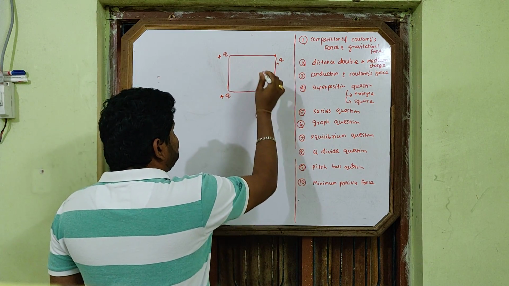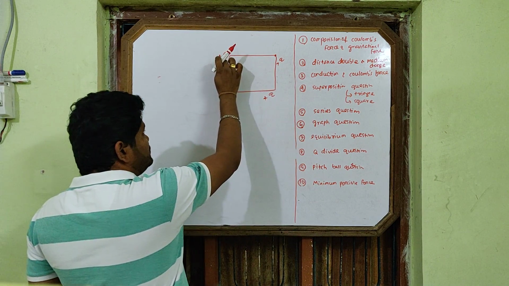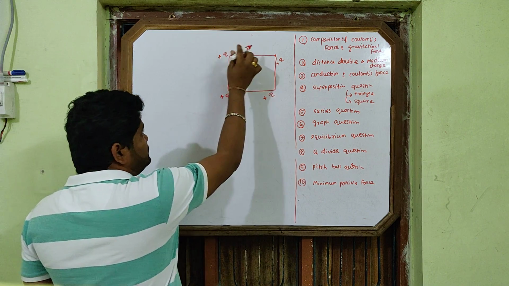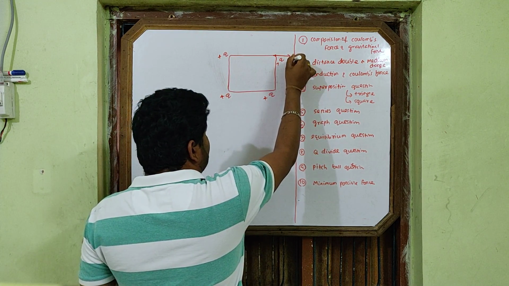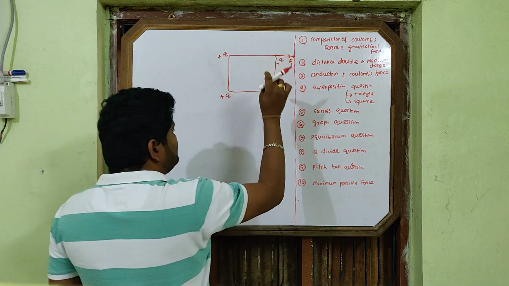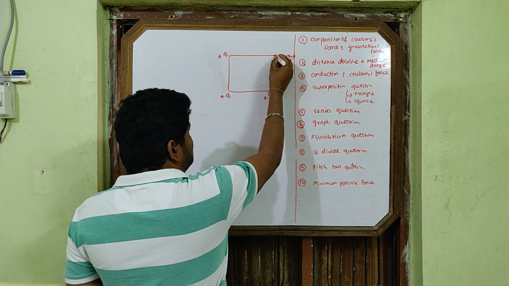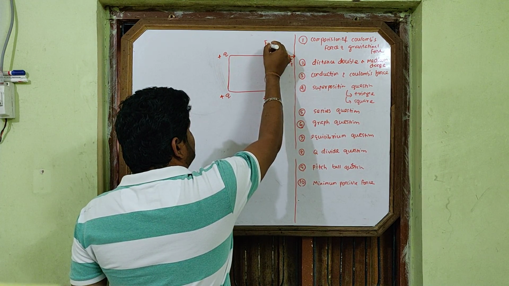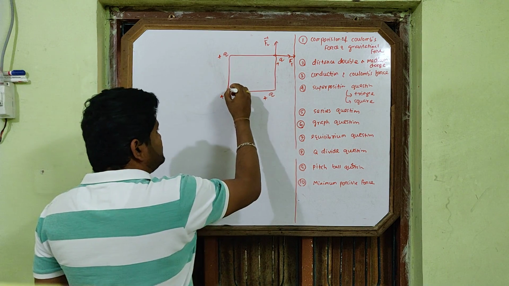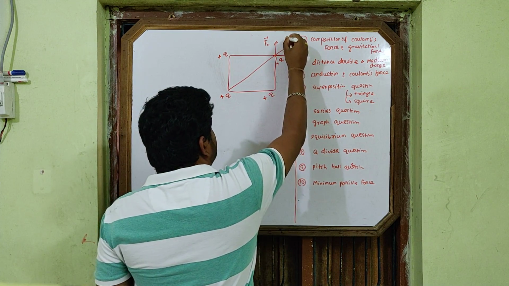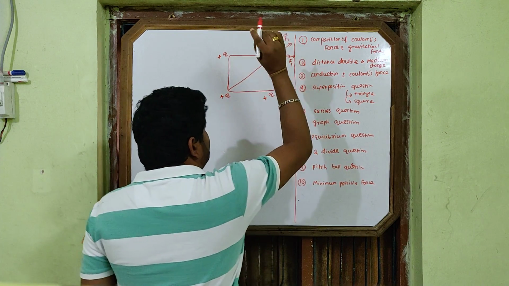So if it is plus Q, first see what happens to this plus Q, and in which direction the force will be applied. It will repel. This force F1, it will repel. This force F2 also will repel. This is F3.